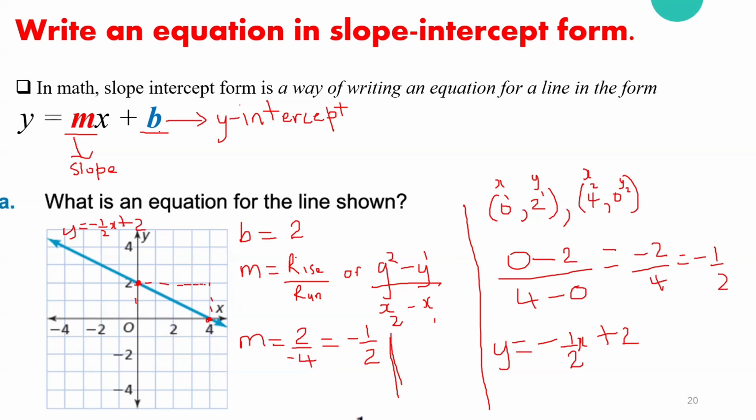Once you find your slope, you substitute those values into the original equation by replacing m with the value for m, which is the slope, and replacing b with the value for the y-intercept, and there you have your equation.